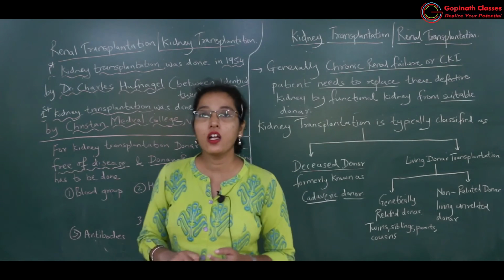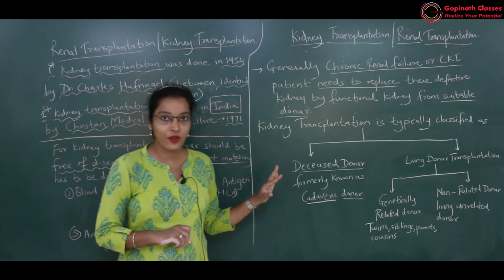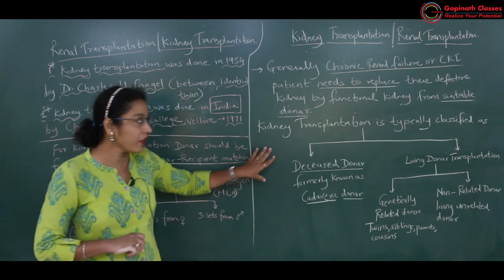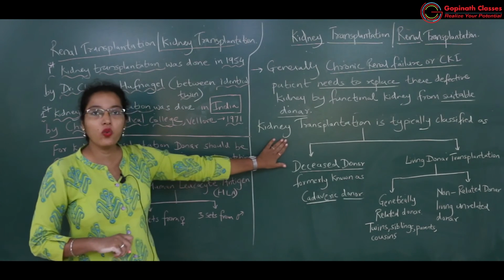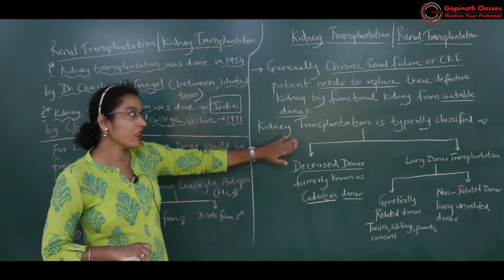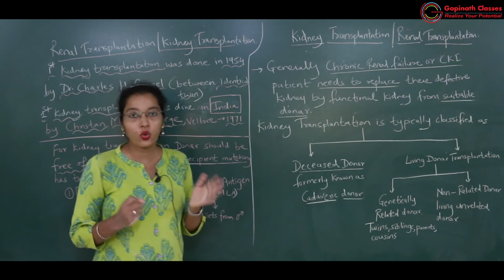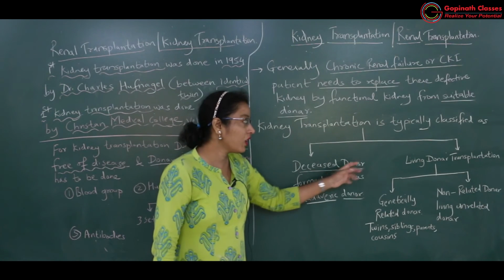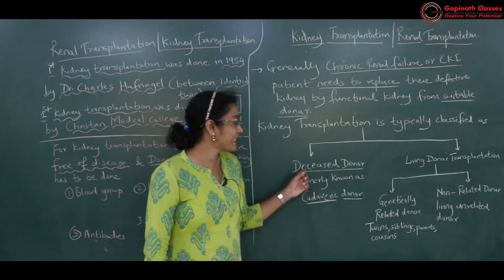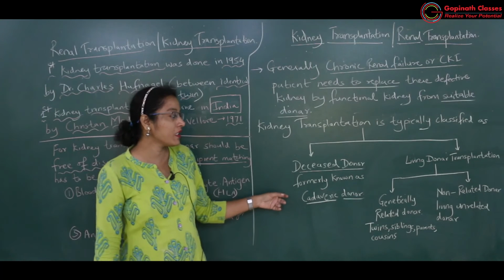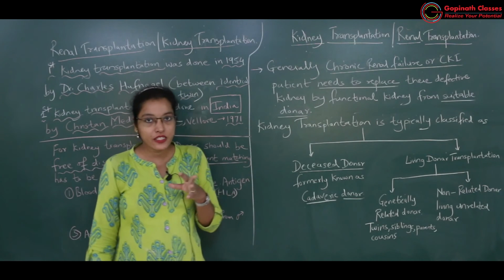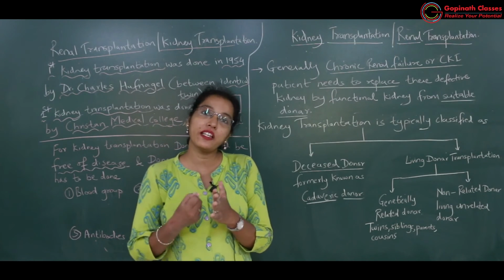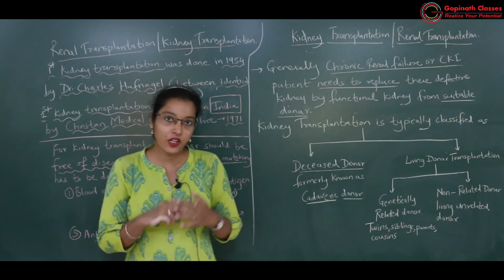So definitely then the person is advised to go for renal transplantation. Okay, got it? So we'll see now. Kidney transplantation is typically classified as, what types of donors are there? Okay, deceased donor and living donor. Deceased donor here means a kidney taken from a cadaver, that is, a kidney removed from a dead body, that is transplanted.